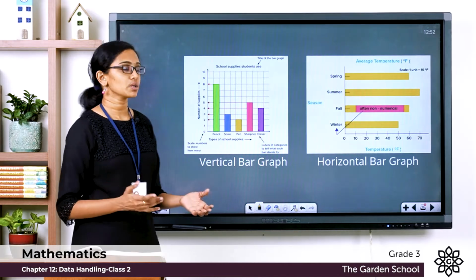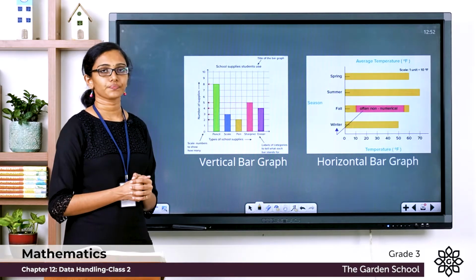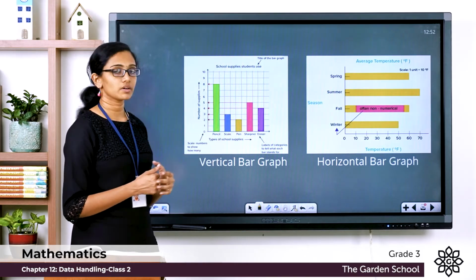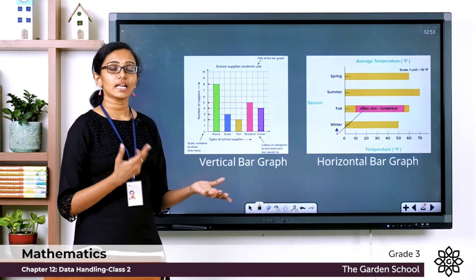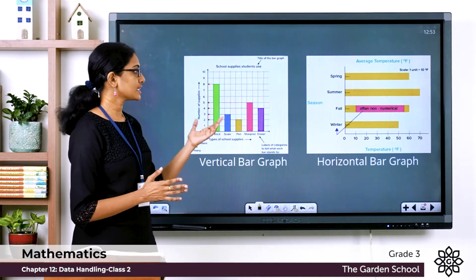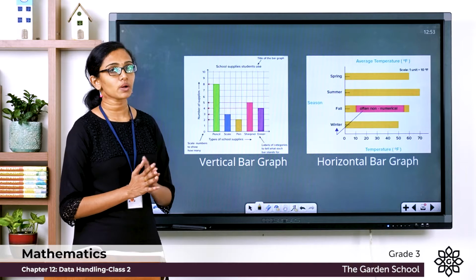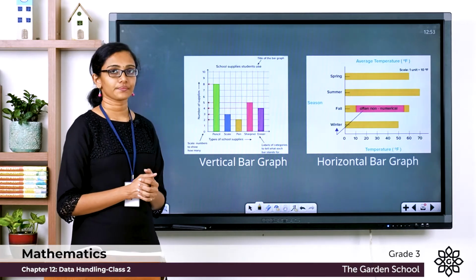More commonly, we use vertical bar graphs. And you can see the height or length of the bars in these bar graphs are different. Now, the length or height of the bars in a bar graph will be proportional to the value or number of data items that you are representing.